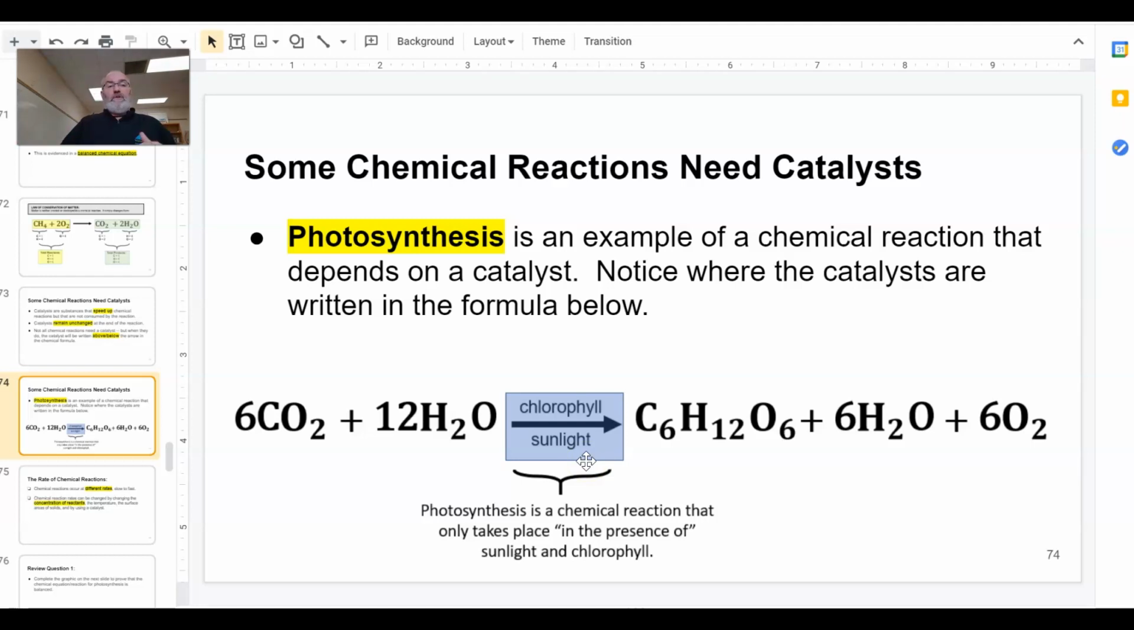But sunlight and chlorophyll are not destroyed by the reaction, and they don't become a part of the products. Okay, so they're there representing the fact that they're essential to the chemical reaction, but they're not destroyed by it, and they don't become a part of the products. Okay, does that make sense to you? So these are called catalysts.